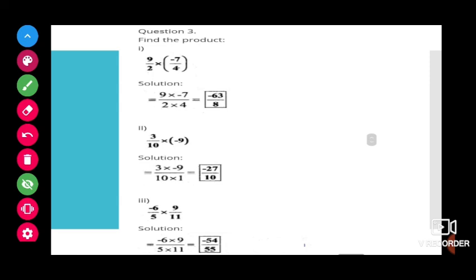Next one, 3 by 10 into minus 9. Same way, first 3 by 10. Here minus 9 we can write as minus 9 by 1. Again multiply the numerators, 3 into minus 9, and the denominators, 10 into 1. So minus 27 by 10. Same way, minus 6 by 5 into 9 by 11. Multiply the numerators, minus 6 into 9, by 5 into 11. That is minus 54 by 55.